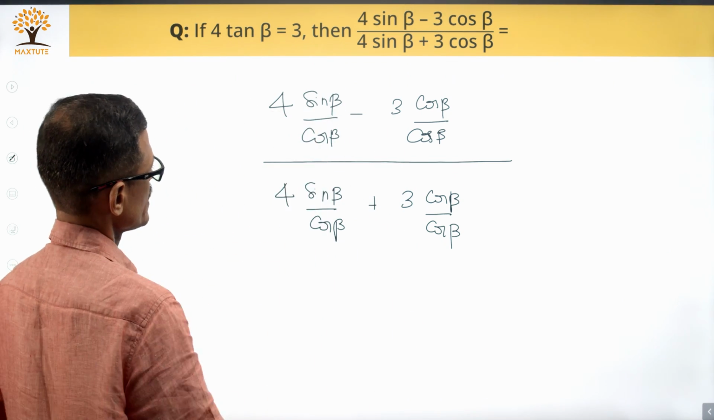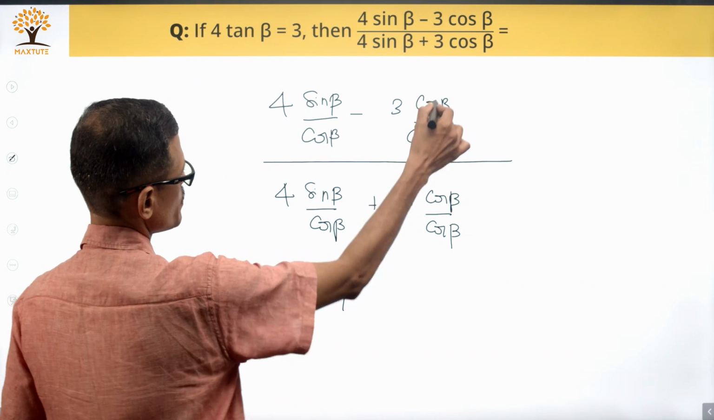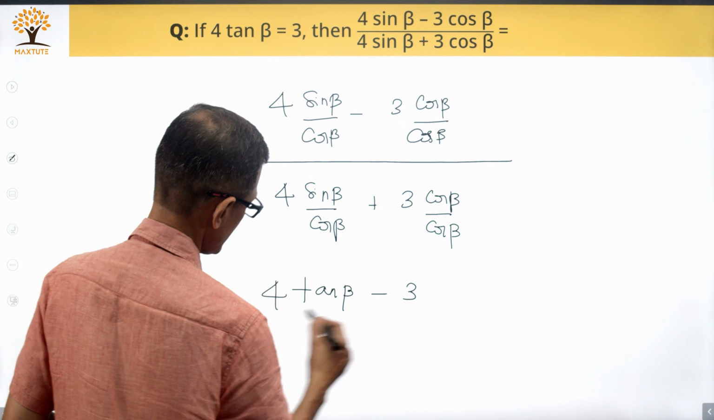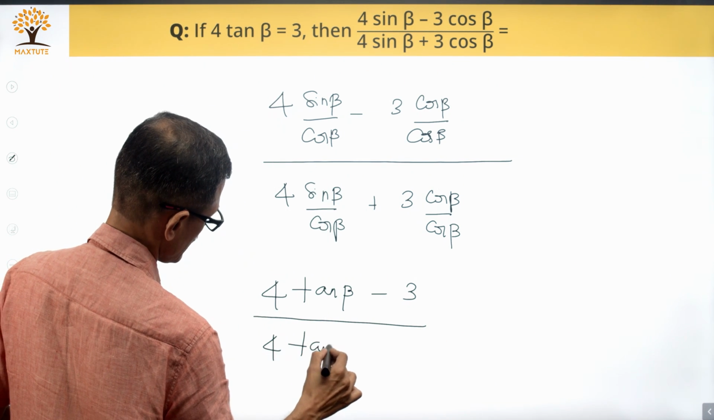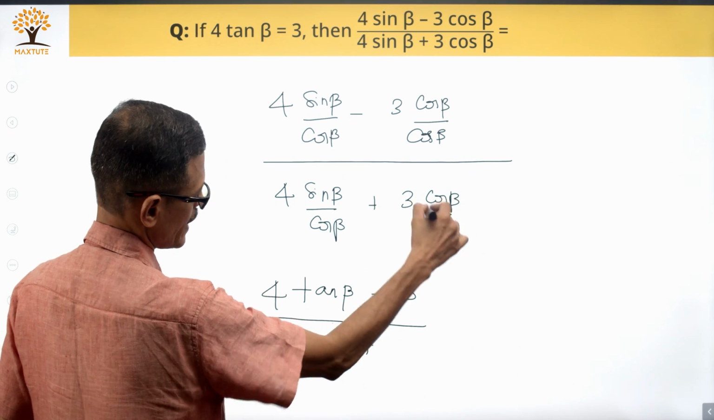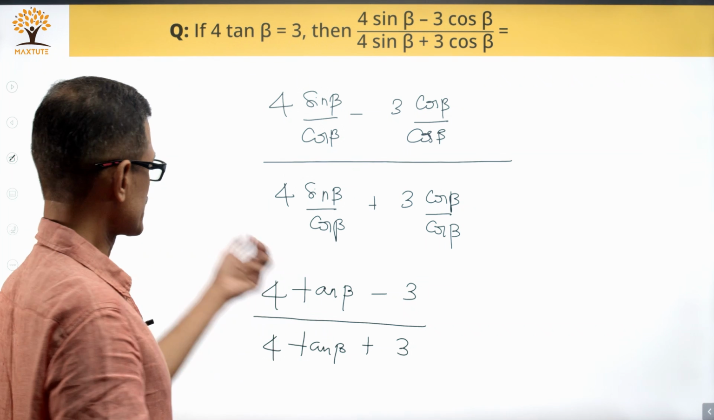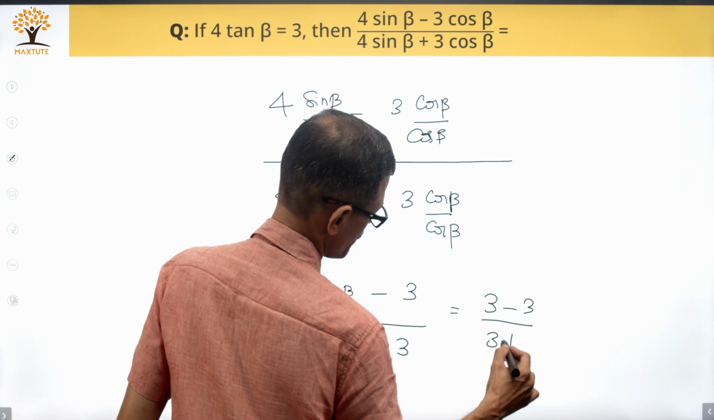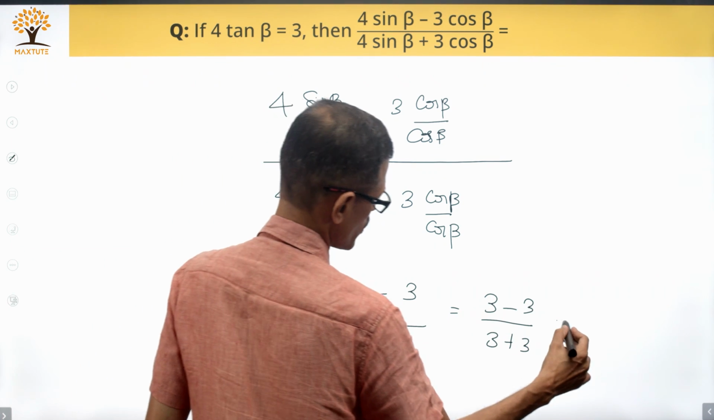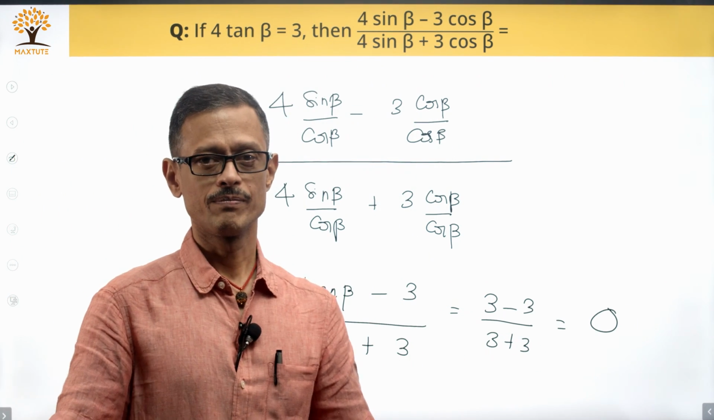Sin beta by cos beta is equal to tan beta, so this is 4 tan beta. Cos beta by cos beta is 1, so minus 3, divided by the denominator correspondingly, which will be equal to 4 tan beta plus 3 cos beta by cos beta, which is 4 tan beta plus 3. We know the value of 4 tan beta directly, plug that in here, so that will leave us with 3 minus 3 divided by 3 plus 3. 3 minus 3 is 0, 0 by 6 is equal to 0. So the value of this expression is equal to 0.